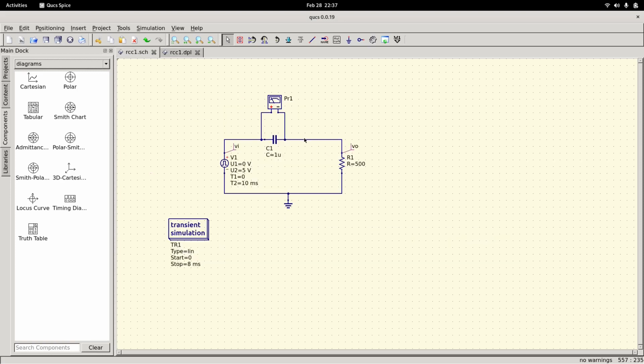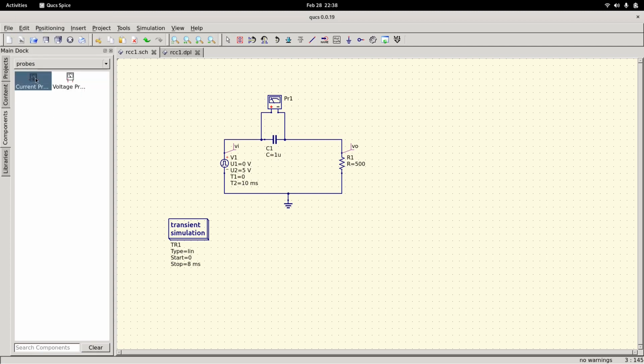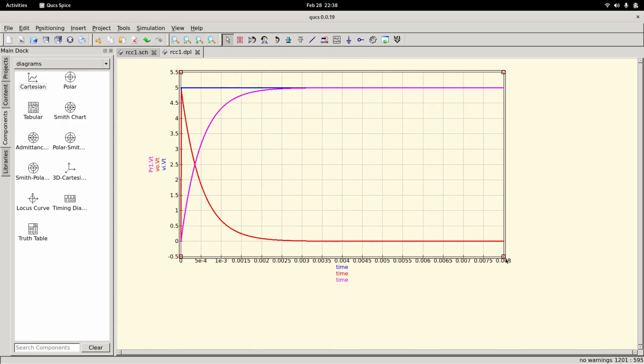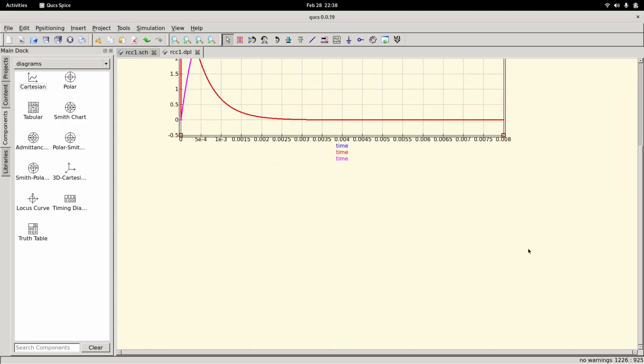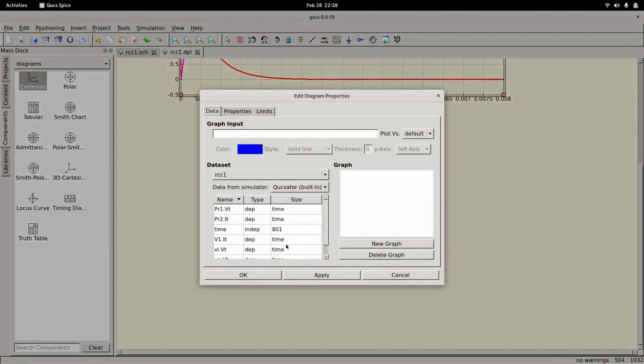Now, if you want to measure the current through the load resistance, the output current, you have to add a current probe here. So let us place another probe. Go to probes, select a current probe and place it here. Click and press escape. Now the current probe is placed, that is probe 2. Run simulation, press F2. Now we will add another window, another Cartesian plane. Now we are plotting the current.